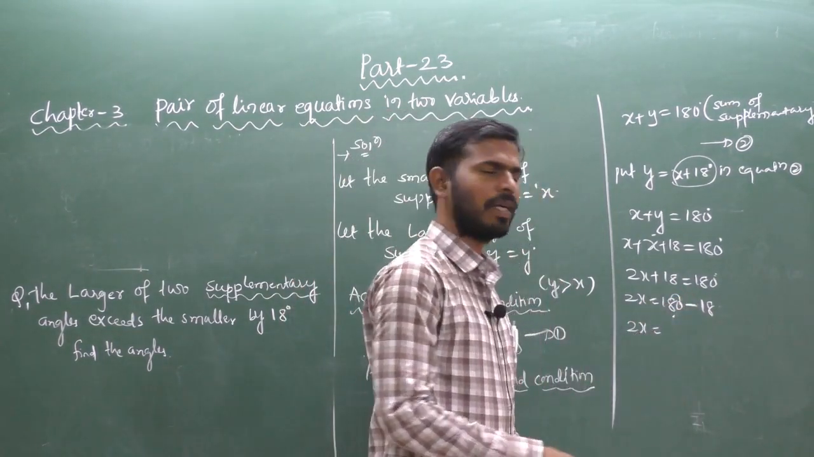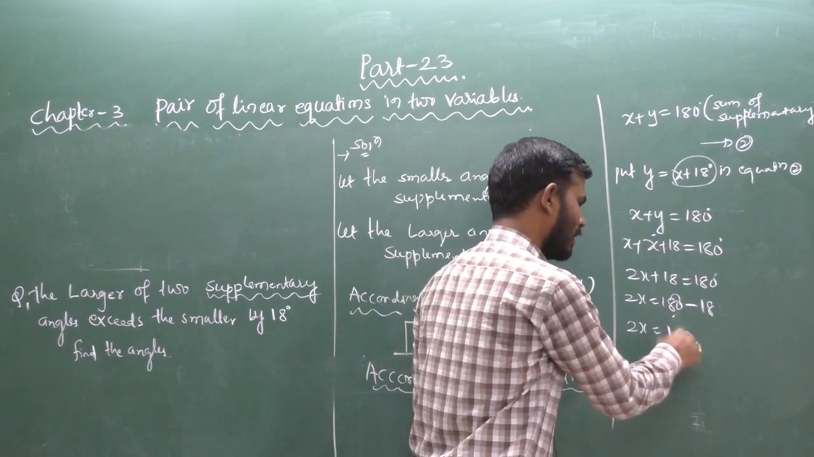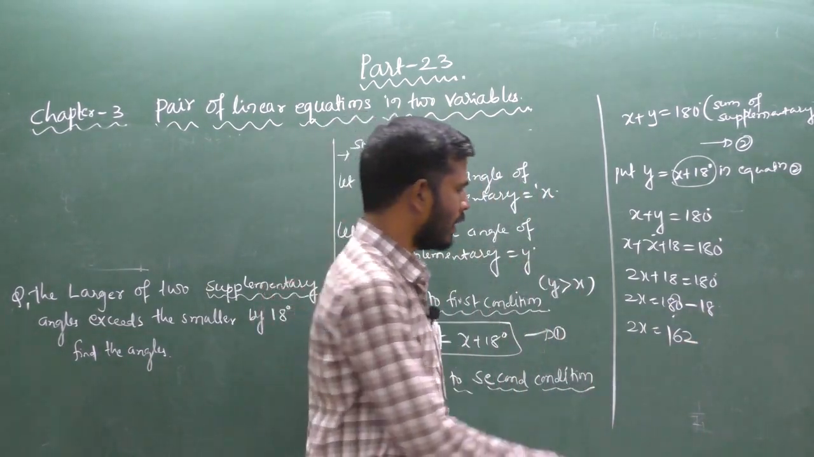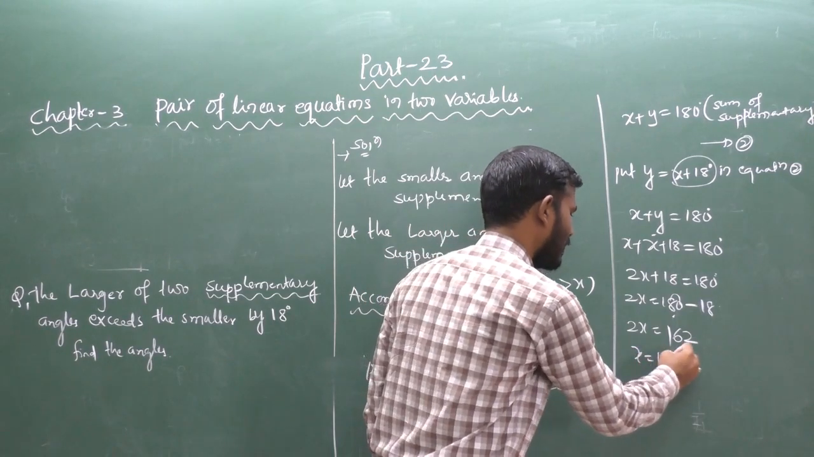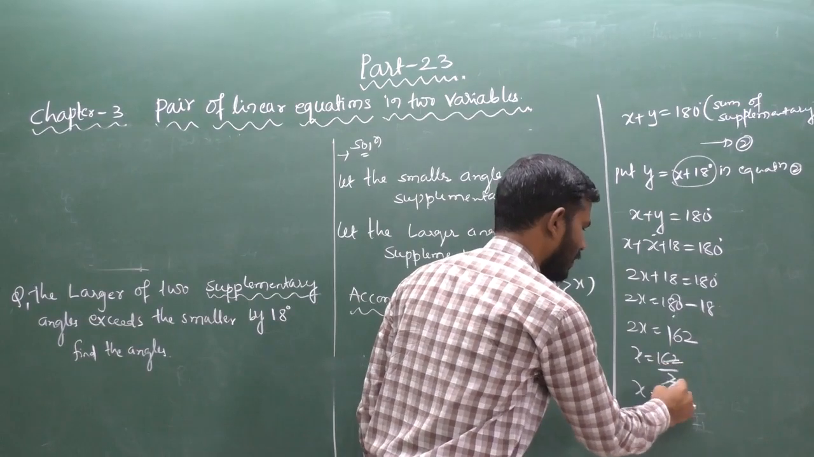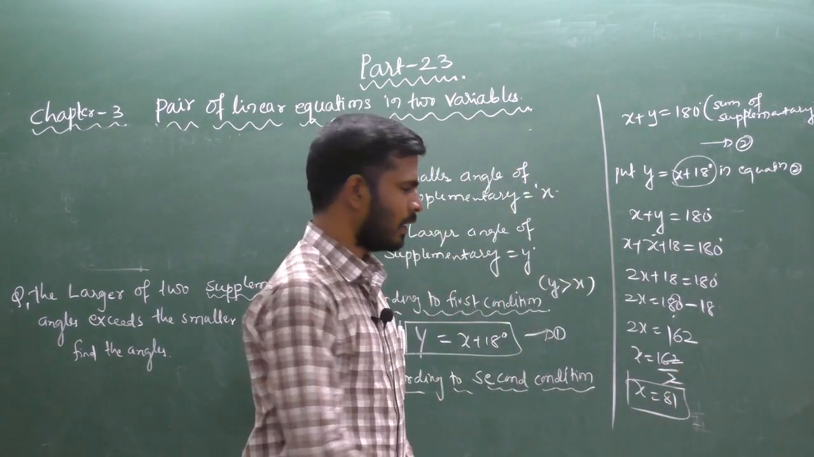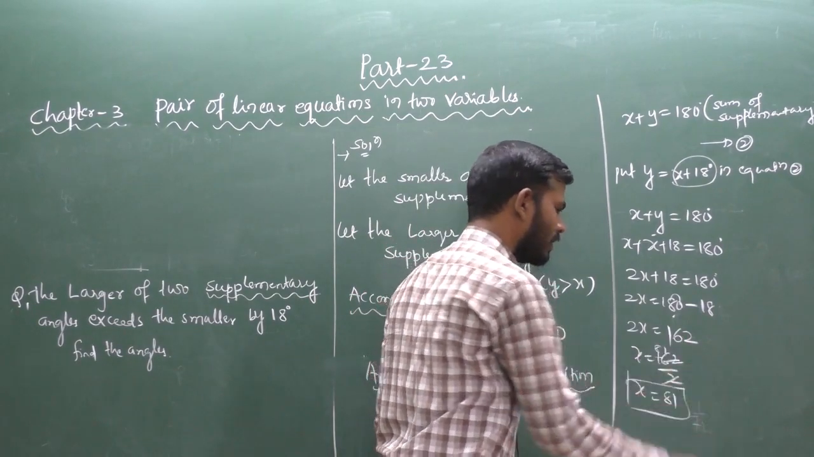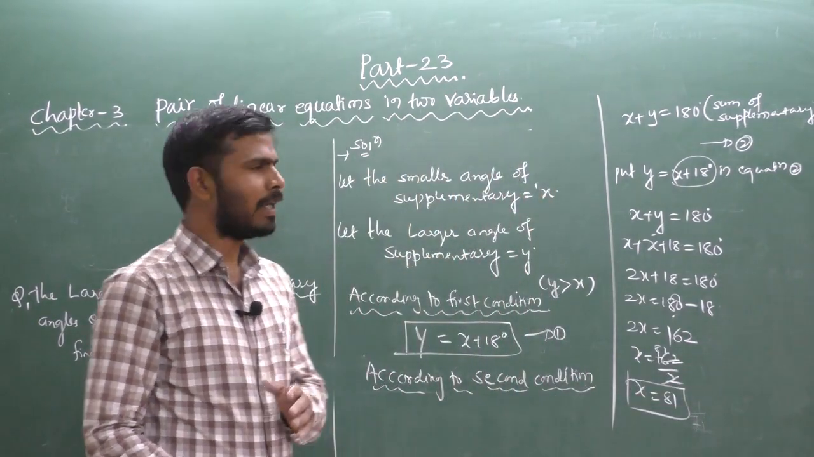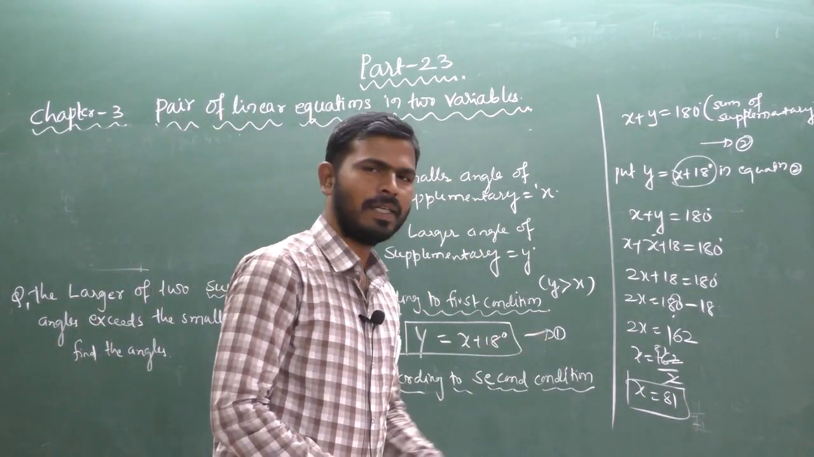Subtracting, 180 minus 18 is 162. So x equals 162 degrees divided by 2. X value is 81 degrees. So the x value, that is the smaller angle of the supplementary angles, is 81 degrees.